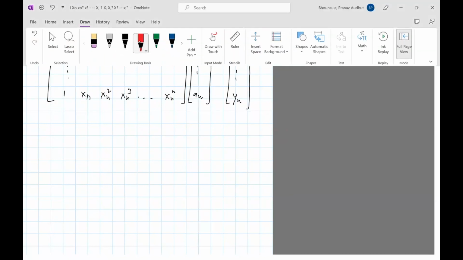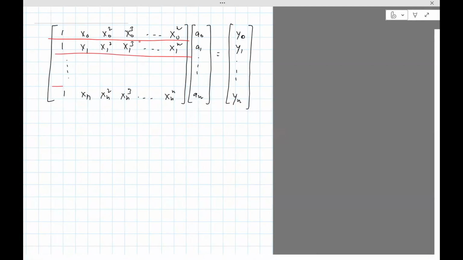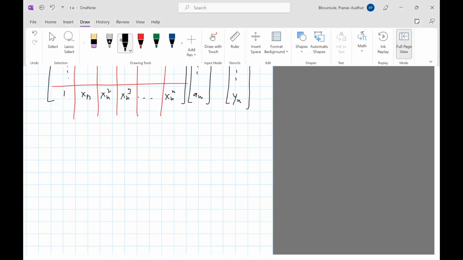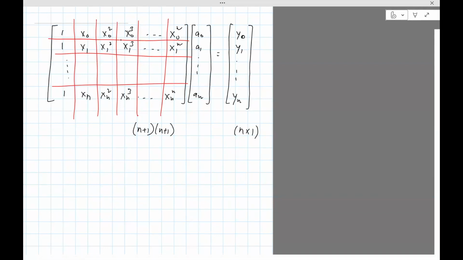Okay, note that this is a matrix here. This is an n plus 1 cross n plus 1 matrix. Everything in that matrix is known because x0 will be a numeric value, right? You know the data x0, you know the data x1, and so on. Everything here on the right side is also known. It's an n plus 1 by 1 vector. And these things here, the a's, are unknowns.